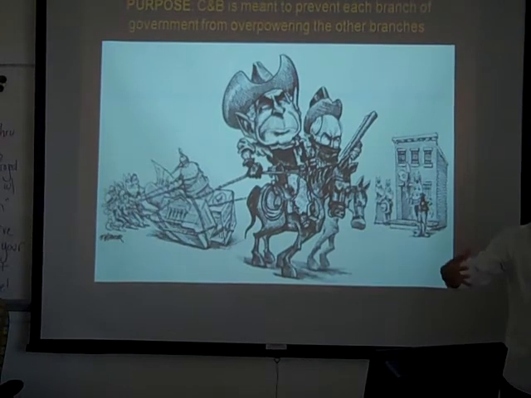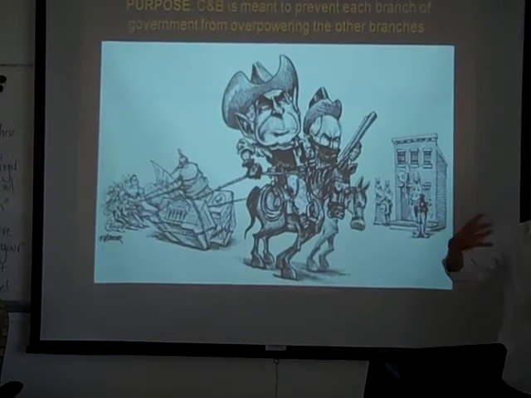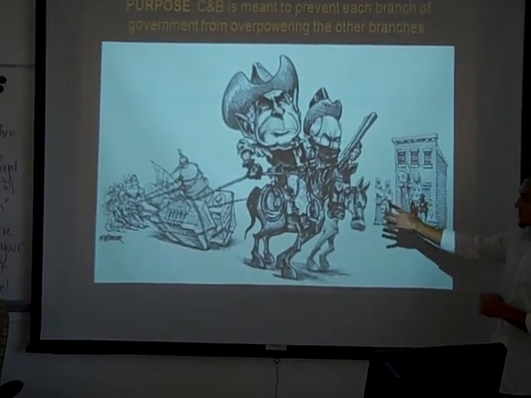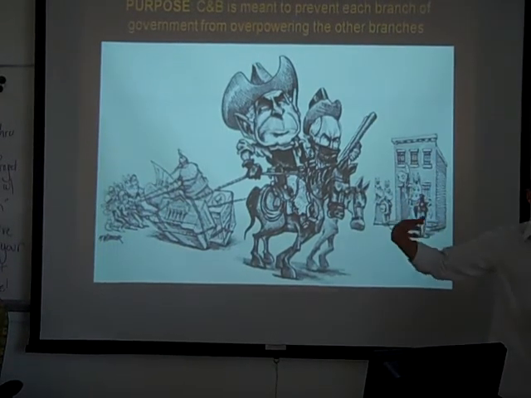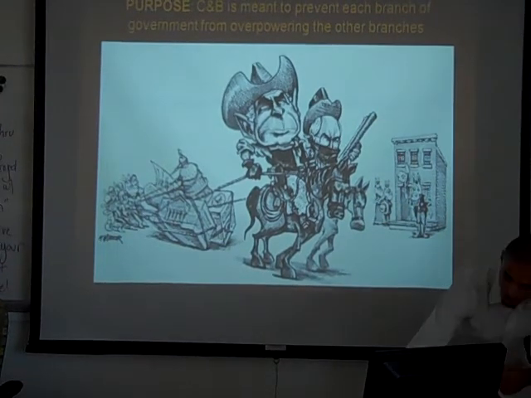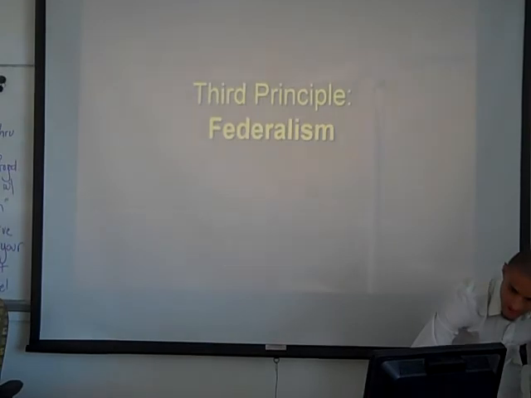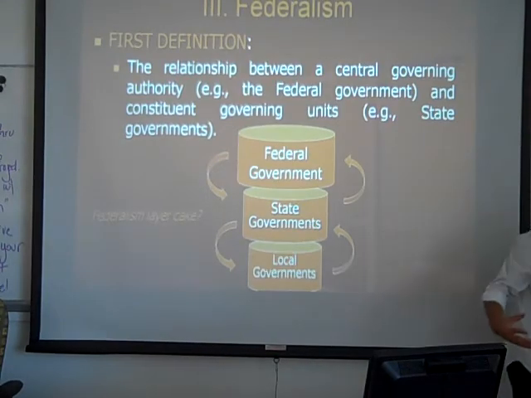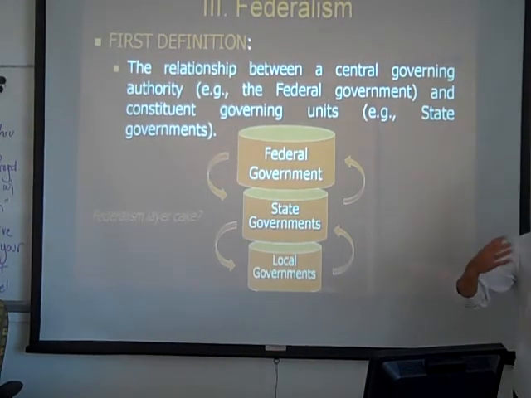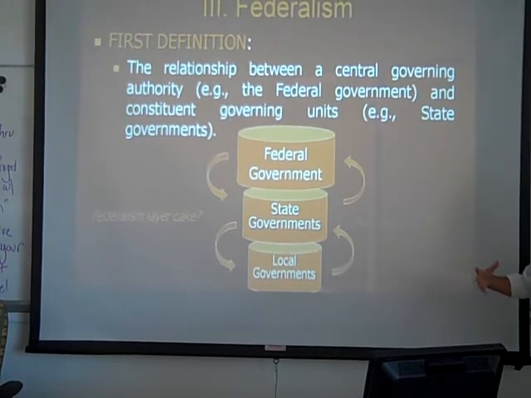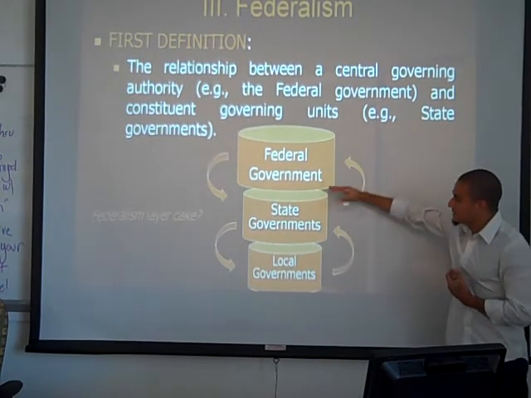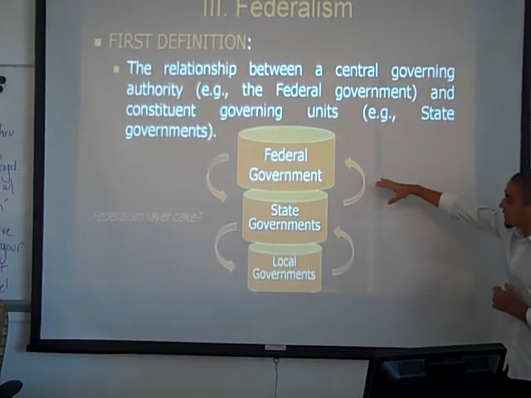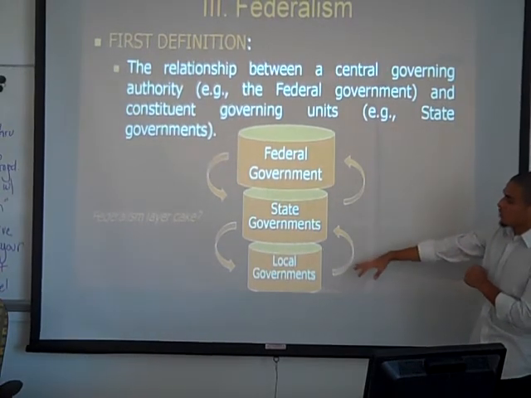Congress has failed to appropriately check the president. The courts have failed to appropriately check the president. And as a result, the presidency, the executive branch, has overrun the other branches. That's what checks and balances is supposed to prevent. And now the third principle, my favorite principle, federalism, which again kind of has two definitions. The first definition is really talking about the relationship between these different levels of government: the federal government, the state governments, and the local governments.